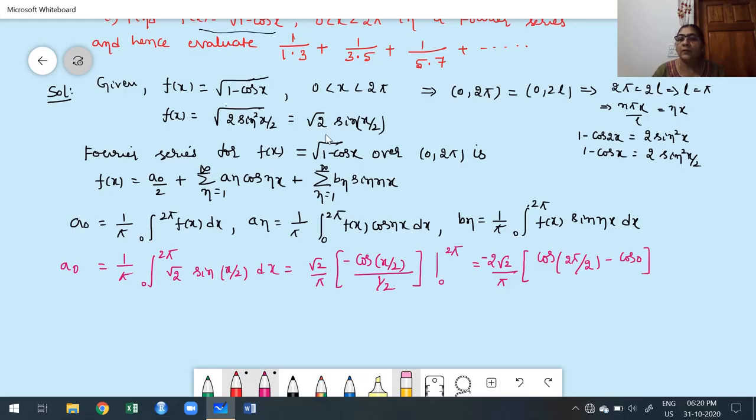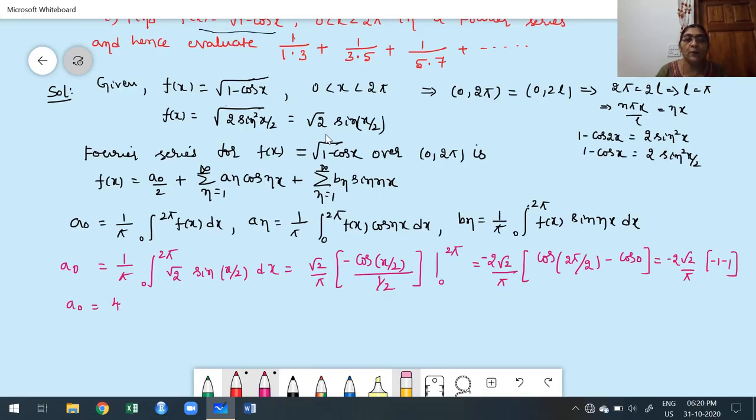What is 2 into cos pi? Cos pi is minus 1. You already know that this is nothing but minus 2 into root 2 divided by pi of minus 1 minus 1. Cos 0 is 1, cos pi is minus 1. What do we get? Minus 2, minus into minus plus. Therefore, finally we get A naught is plus 4.